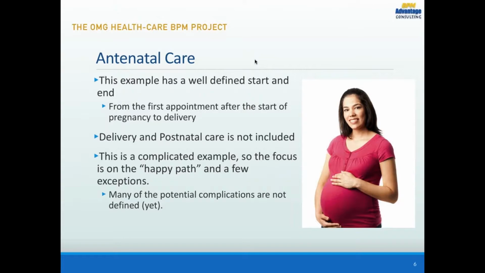And this is a complicated process, or at least it can be, since it does stretch over 9 months and a lot of different things can happen. But at least for the example that we've been creating, we've been focusing on the happy path and a few exceptions. So there are many potential complications that we haven't defined in our model yet. So the model that I'm going to show is pretty complex, but it's going to expand as we handle more of the exceptions.